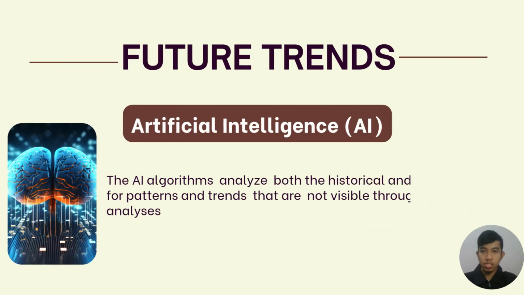The second future trend in quality control is the usage of artificial intelligence (AI). AI algorithms analyze both historical and real-time data to obtain patterns and trends that are not visible through conventional analysis. In addition, AI-driven software may be used to optimize QC workflow by recommending adjustments to further improve process efficiency and data quality.